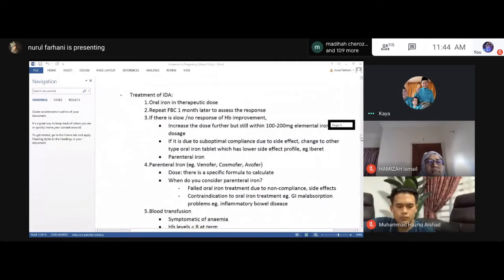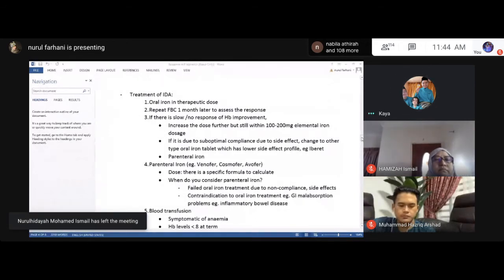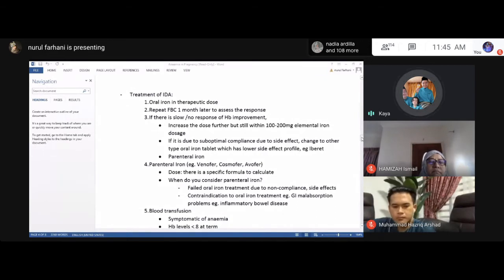Okay, here. When do we consider parenteral iron? If our oral iron treatment does not improve the Hb level of the patient, either because the patient is non-compliant to our advice, or because of the side effects of the oral iron supplementation that we give, we might consider giving parenteral iron, such as Venofer, Cosmofer, and Monofer.